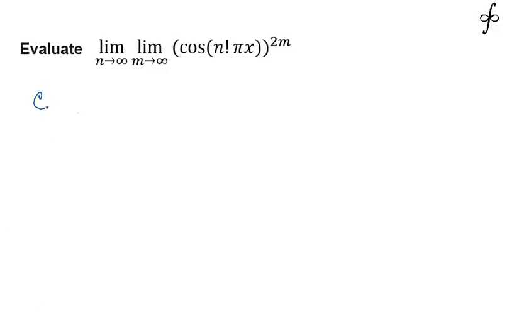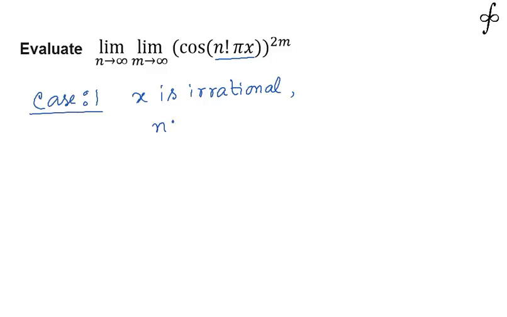The first case is when this angle is not an integral multiple of π, that is, when x is irrational. When x is irrational, n!, which is an integer, is getting multiplied with x. So the quantity n! times x is never going to be an integer. When multiplied with π, we can say that this angle is not an integral multiple of π, so it can never be equivalent to some integer times π.